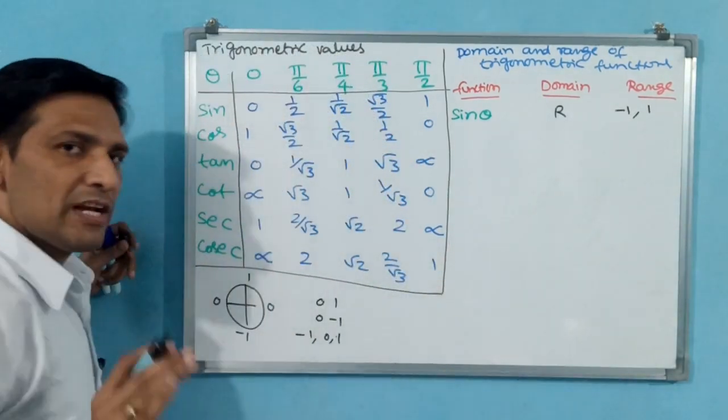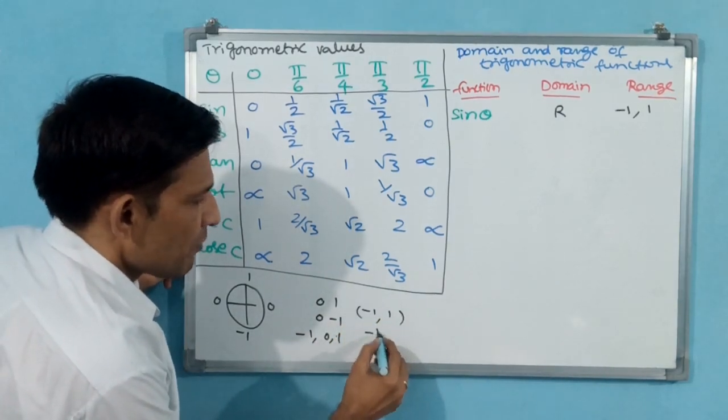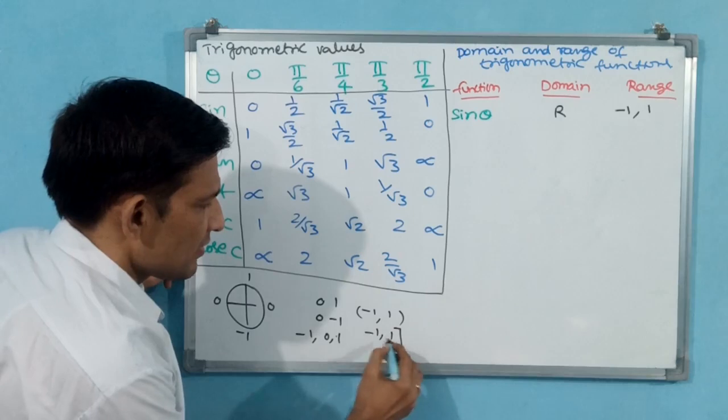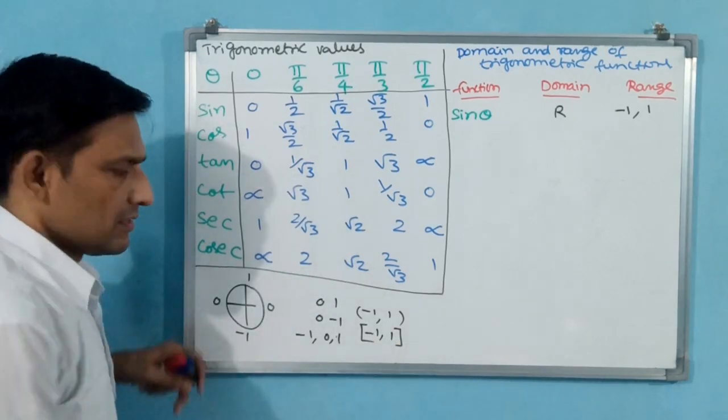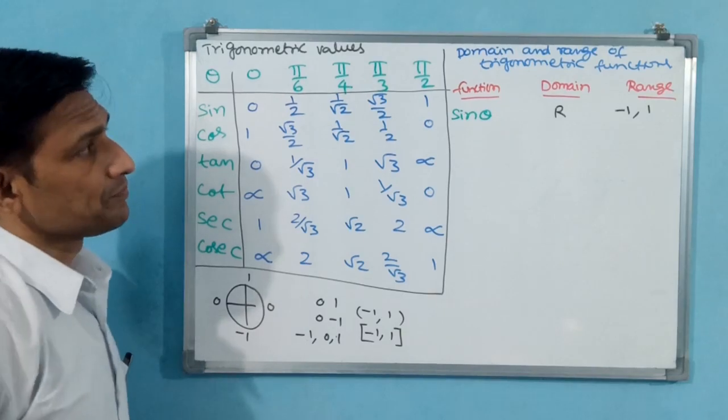Okay, now you tell me whether minus 1, 1 is in open brackets, open parentheses, or minus 1, 1 is in closed brackets. This one or this one? You tell me now.